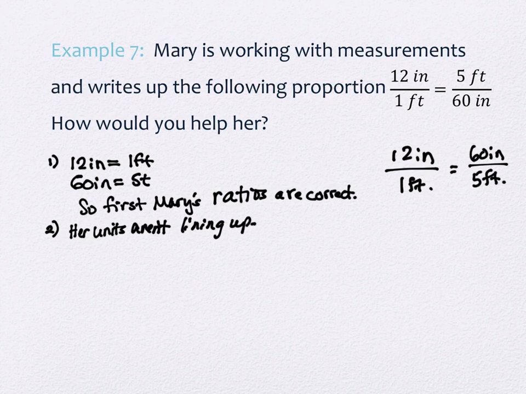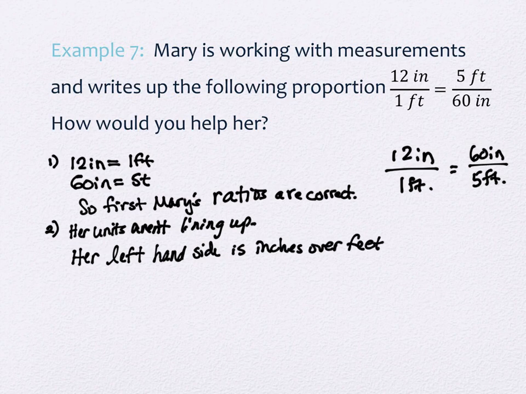It's okay that she has like feet and inches up on top of each other, right? But they need to be in the same order. So if she's got inches on the left-hand side over feet, we need to have inches over feet on the right-hand side. Yeah. So her units aren't lining up. Her left-hand side is inches over feet. And her right-hand side, let me say right side, is feet over inches.